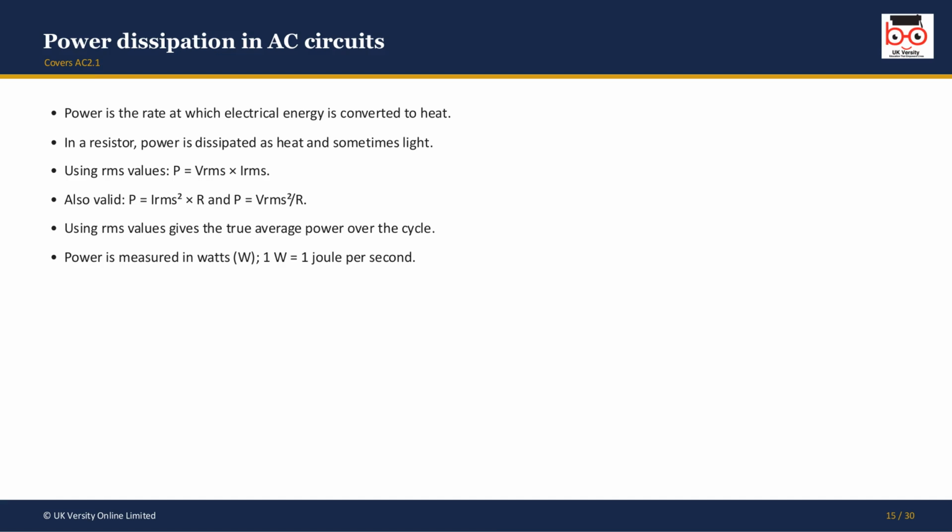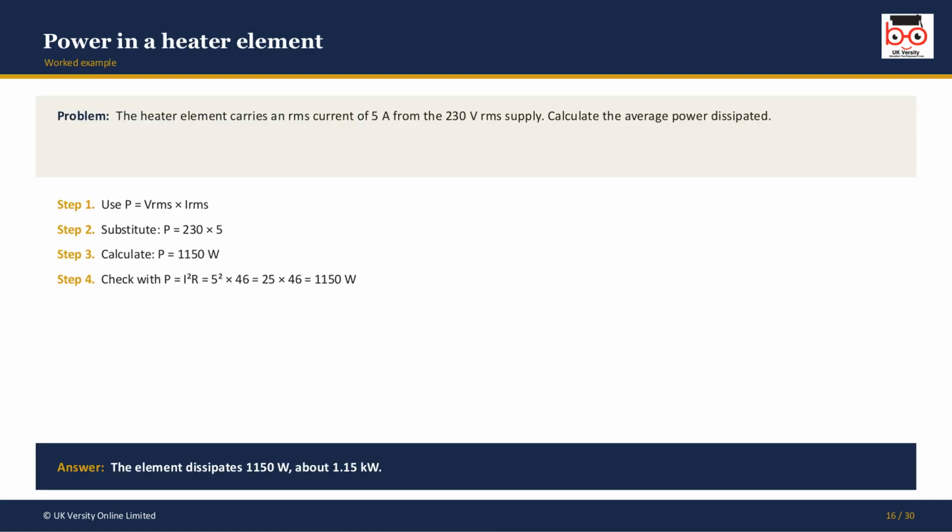Power in an AC circuit is the rate at which electrical energy turns into heat, and in a resistor that comes out as heat and sometimes light. Working with RMS values, power equals the RMS voltage times the RMS current. And just as with DC, there are two more forms: the RMS current squared times resistance, or the RMS voltage squared over resistance. The important point is that using RMS values gives you the true average power over the whole cycle, in watts. Let's find the power in that heater element.